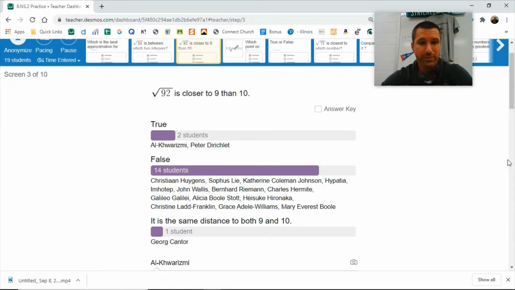Let's look at the distance between those two. And it says radical 92 is closer to 9 than 10. That would be false. It's closer to 10 than it is to 9. Okay.